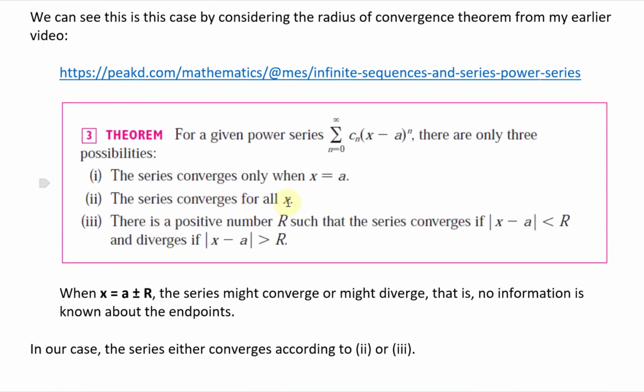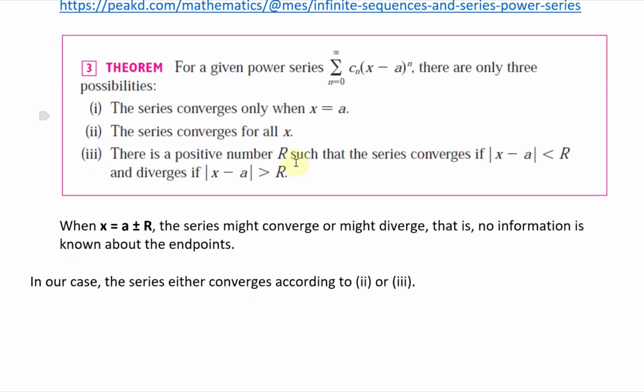And the series converges for all x, or there is a positive number r such that the series converges if the absolute value of x minus a is less than r, and it diverges if the absolute value of x minus a is greater than r. And note, as before, this part 3 is only for the interval where x minus a is less than r.